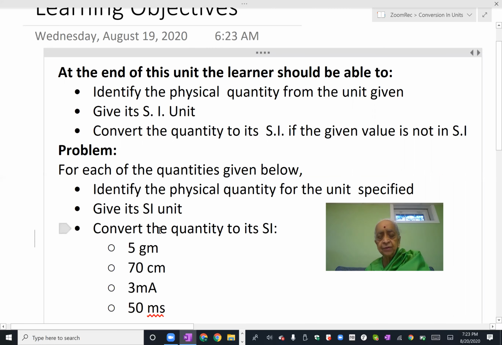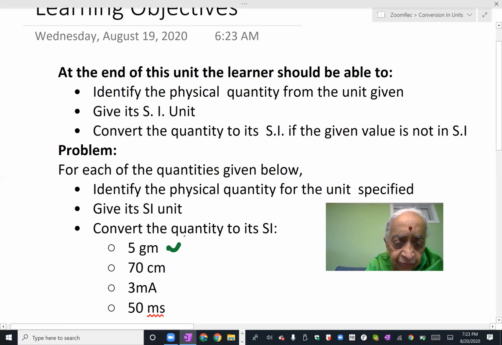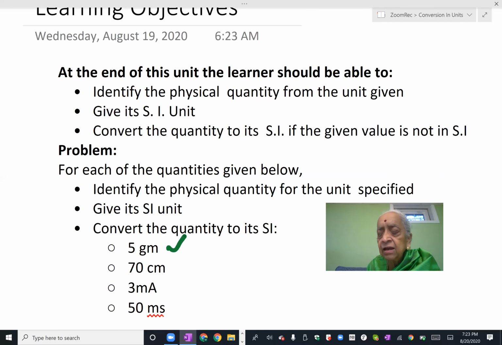As an example, I have given problems here. The 4 examples are only some samples scattered about in the world, where exist 4 into 10 to the power of some 20 or so quantities. So I am giving you only an example. The same way you can march ahead for the other quantities as well. The first is 5 gram. So first unit is 5 gram. You can understand that gram is a unit of mass. So you should remember in mind that the quantity represented by 5 gram is mass.